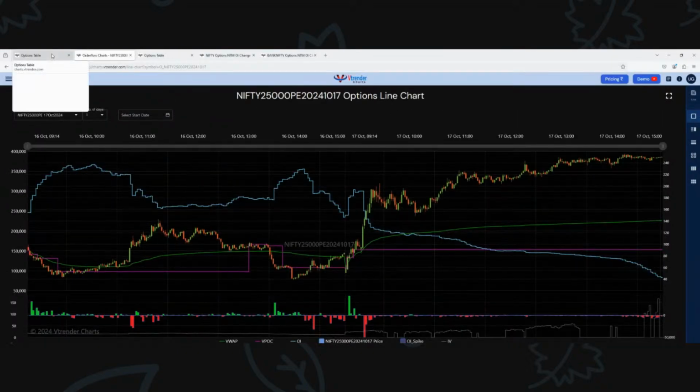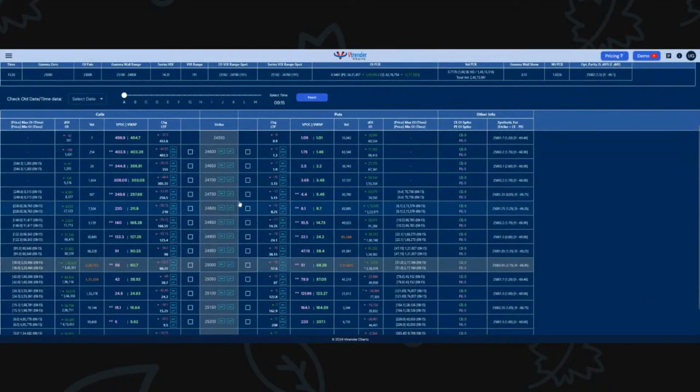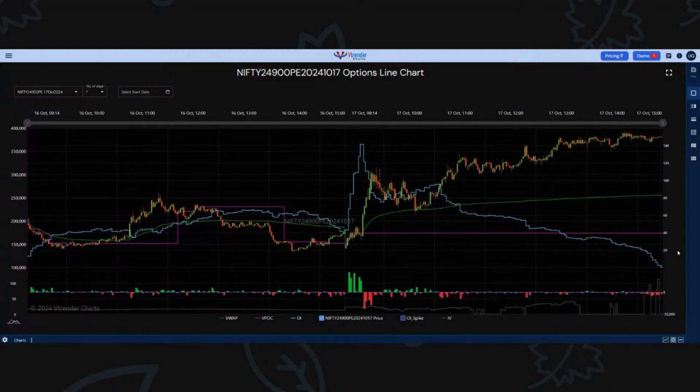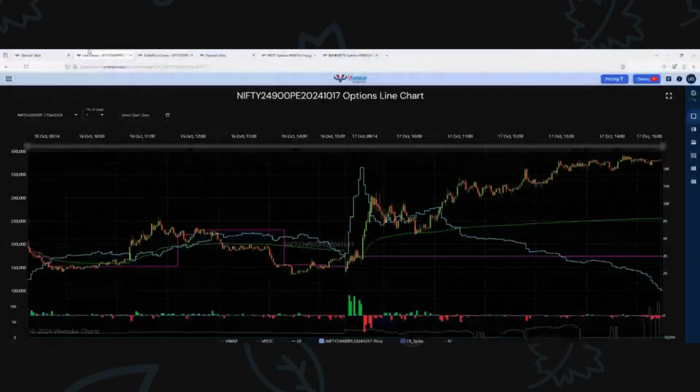So this was the 24,900 put. Because it was an open drive and we kept falling, even the 24,900 put writers were in trouble. So let us just see the line chart of the 24,900 put and see what information we are getting from that. Here, this was the open of the day, and you can see at the close the POC was at 28 and the VWAP was at 47.